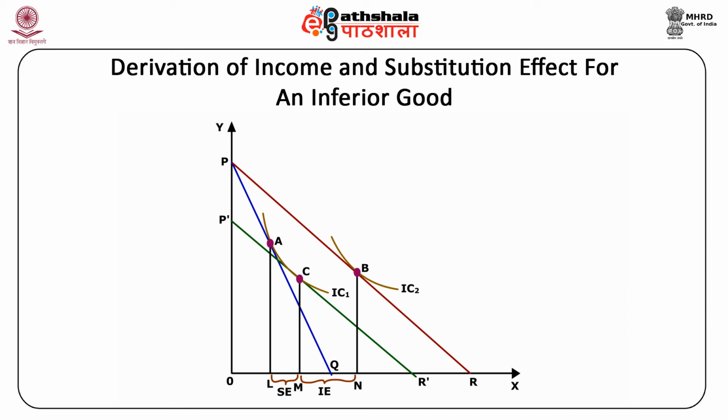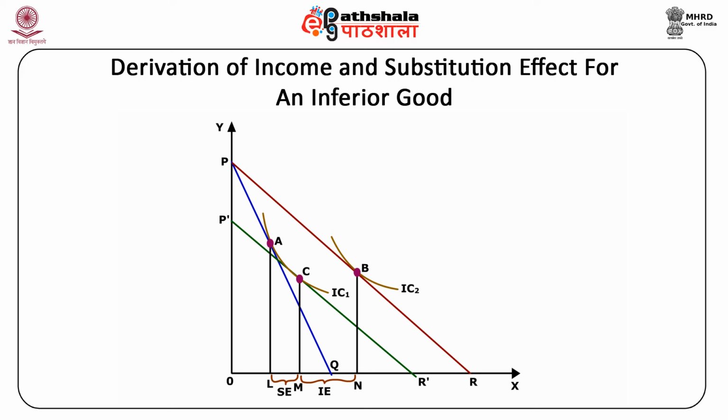As before, we consider the case of a fall in price of good X, ceteris paribus. It is assumed that X is an inferior good. As discussed above, the movement from A to C along the indifference curve IC1 shows the substitution effect, and the movement from C to B on a higher indifference curve IC2 shows the income effect of a fall in price of X.